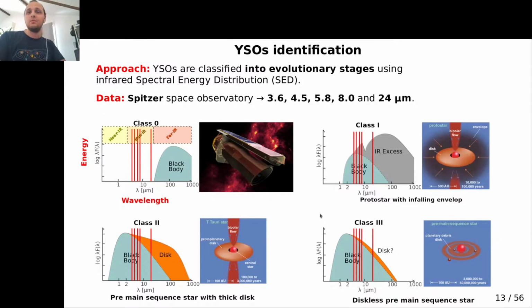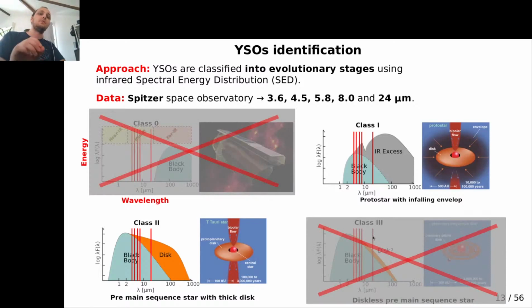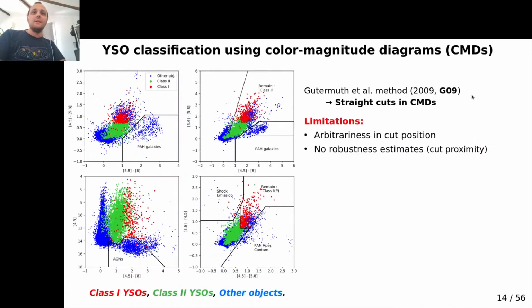And the second one is that class 3 objects will be very difficult to separate from more evolved stars, for example main sequence stars, because we are lacking bands at higher wavelengths. So it means that using Spitzer, we will focus on extracting class 1 and class 2 YSOs from the infrared point source catalog given by Spitzer.